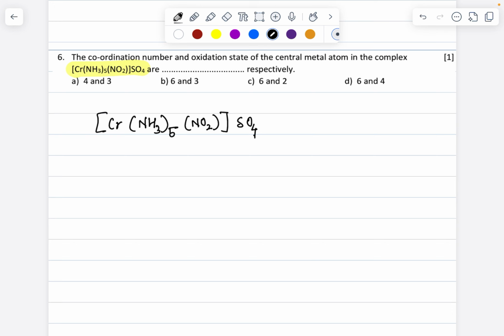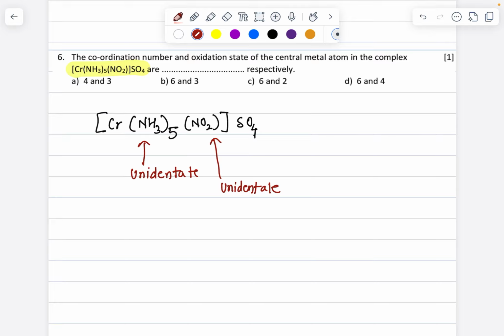Okay. So what is asked? The coordination number and the oxidation state. Over here, there are how many ligands? This question is about the coordination number. There are five ligands. This ligand is unidentate, meaning only one linking site. And this ligand is nitrito, which is also unidentate. So one from here and five from here. Total coordination number will be 6, right?